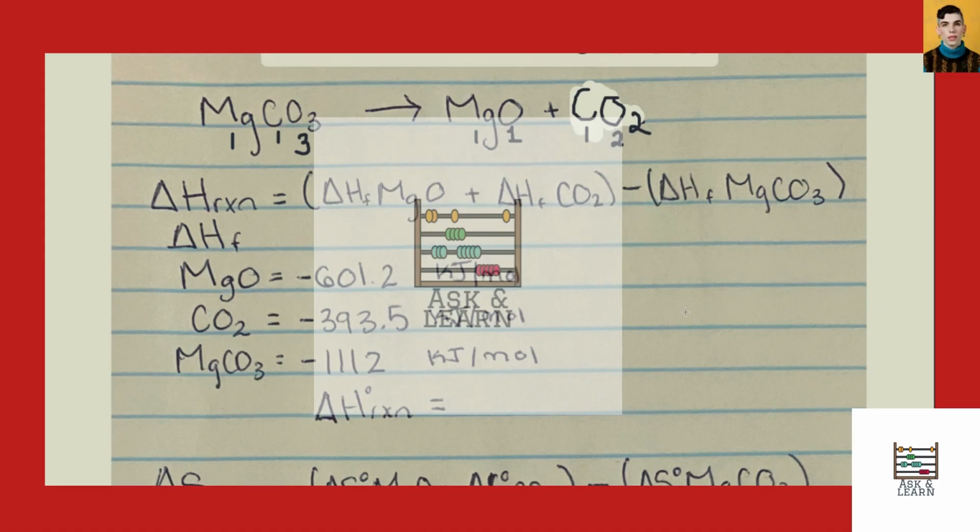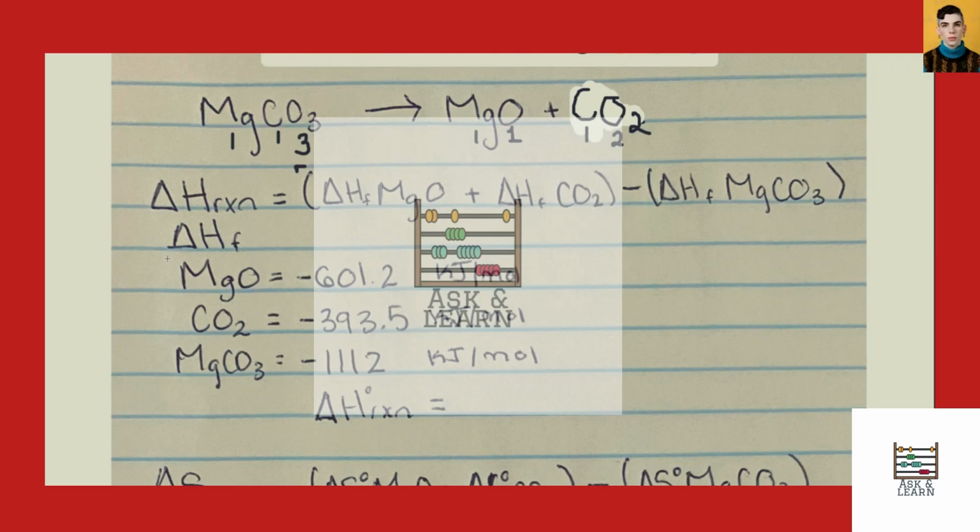The next thing we're going to do is find the delta H of reaction and the delta S of reaction in order to find our delta G. Let's start with our delta H. We're going to use our products minus reactants equation. I always like to write out the skeleton of what we're calculating: the delta H of formation of MgO plus the delta H of formation of CO2 minus the delta H of formation of MgCO3, excuse me.